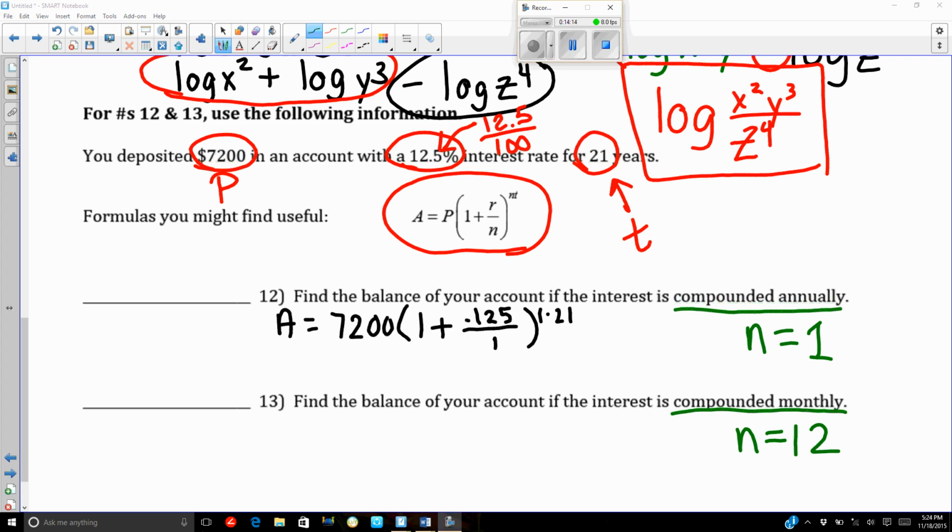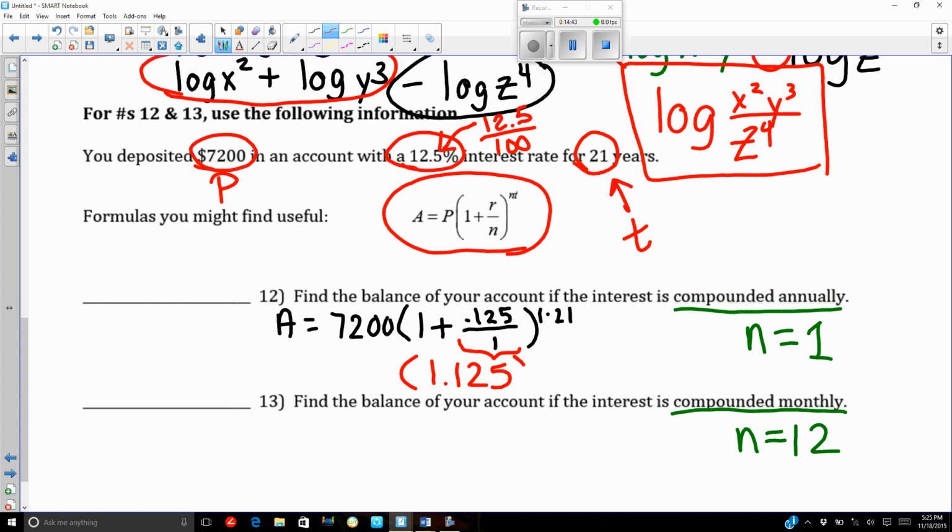So there should be the setup for number 12. Again, don't be a hero, guys. Take this formula one step at a time and you'll get it correct. First thing I would put in the calculator is 0.125 divided by 1, which in this case that's pretty easy, because anything divided by 1 is just itself. So I'm going to figure out what goes in the parentheses here, and that's just 1.125.